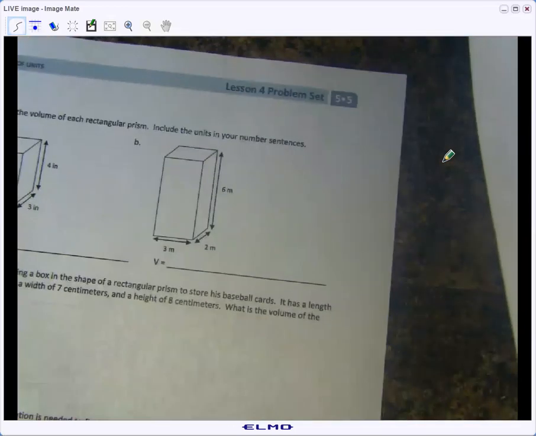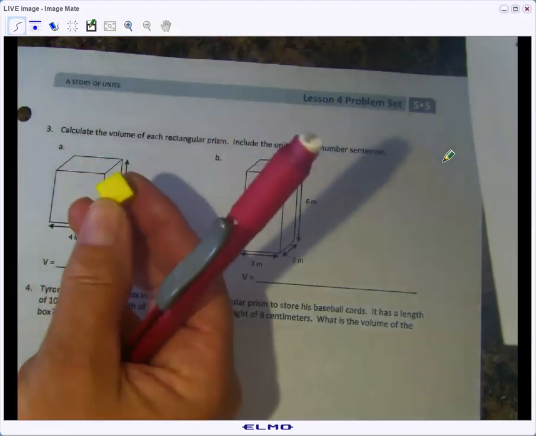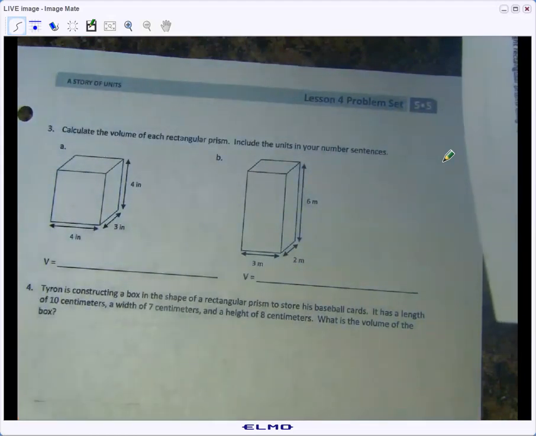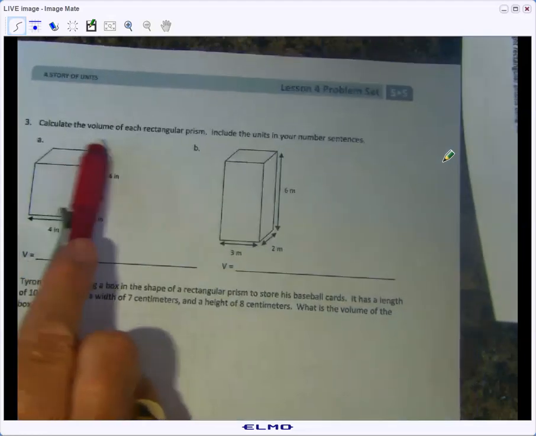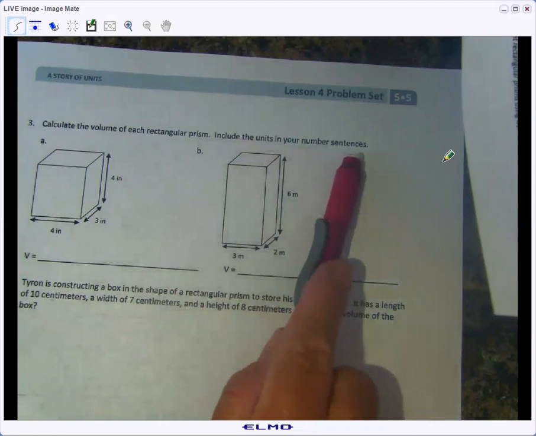So now we're going to do volume without seeing all the cubes, all the individual boxes. See, there's no lines to indicate the boxes. We can draw them in, of course. I'll show you how to do that. But it wants you to calculate the volume of each rectangular prism and include the units in your number sentences.